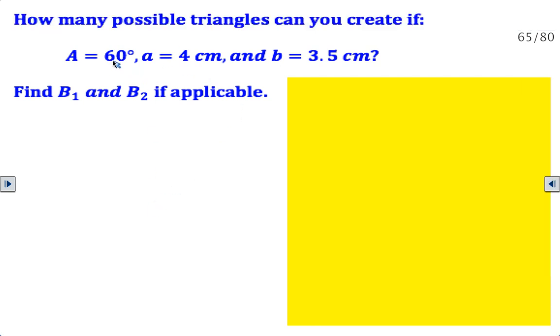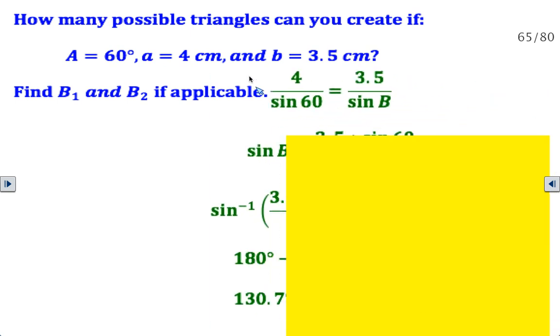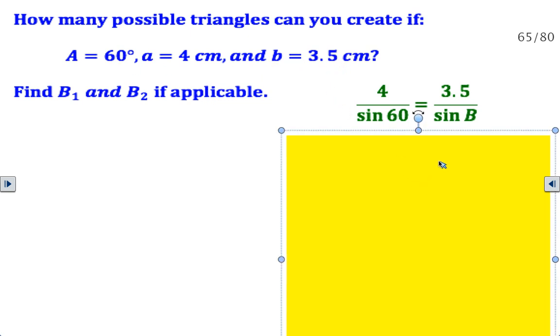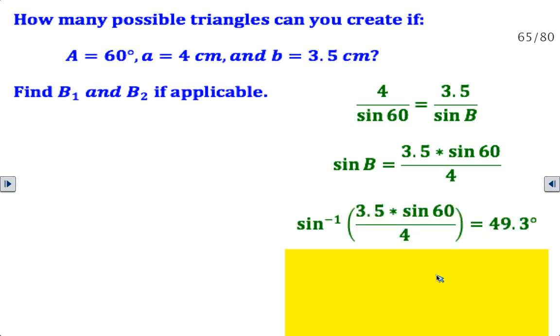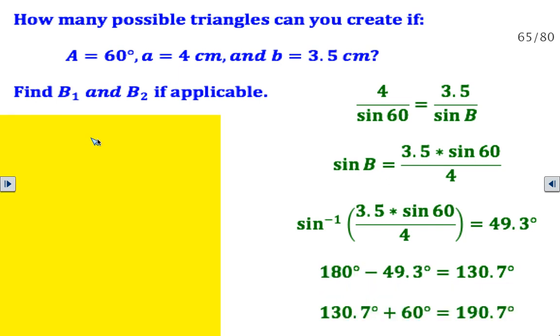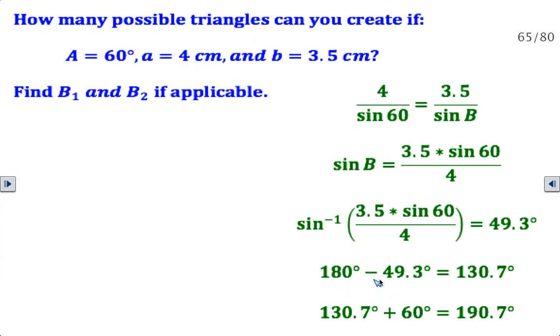Now, same situation, but we have different numbers. We're still going to set it up the same. Do 4, because that's our side measurement for A, over sine 60 degrees, set it equal to 3.5 over sine B. We cross multiply and divide. We do inverse sine of our fraction, and we get an angle. So we know we can have at least one triangle with this one. And then to figure out what the other angle is, we're going to do 180 minus our answer up here, and we get 130.7 degrees.